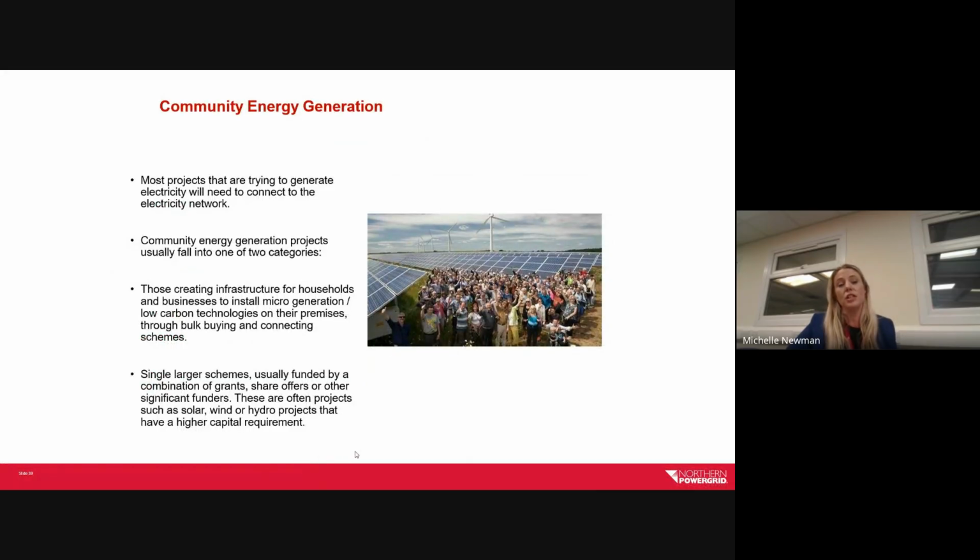So where does community energy generation fit with the connections process? Most community energy projects that are trying to generate electricity will need to connect to the electricity network, and they usually form into 1 of 2 categories. There's those that create an infrastructure for households and businesses to install microgeneration or low carbon technologies on their premises through bulk buying and connecting schemes, and single larger projects, which usually are funded by a combination of grants, share offers or other funding methods. And these are often projects such as solar, wind and hydro, and often have a higher capital requirement. So usually groups will fall into 1 of those 2.